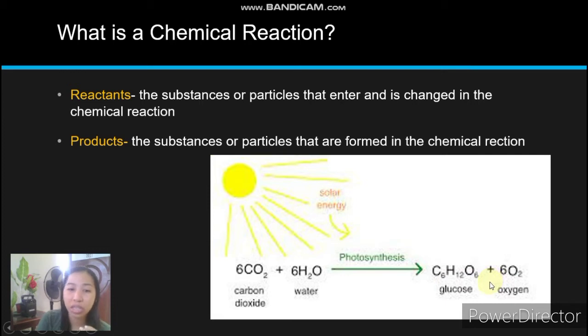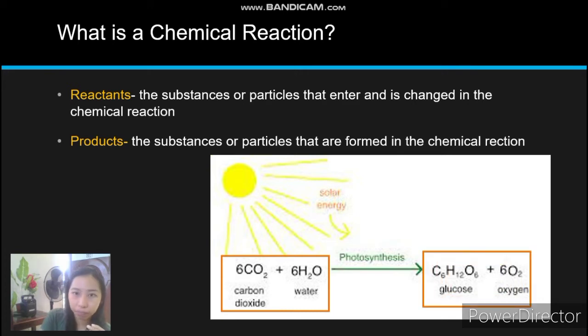So in this case, in this example, what are your reactants? Look closely. Unsa imong reactants? Your reactants are carbon dioxide and water. Whereas ang imong products kay unsa man? Your products are glucose and oxygen. That is correct. So, again, reactants, kini siya ang musulod sa reaction and gina-change. And then, lastly, ang product siya ang ma-form sa imuhang chemical reaction. Okay? These are your reactants and these are your products.